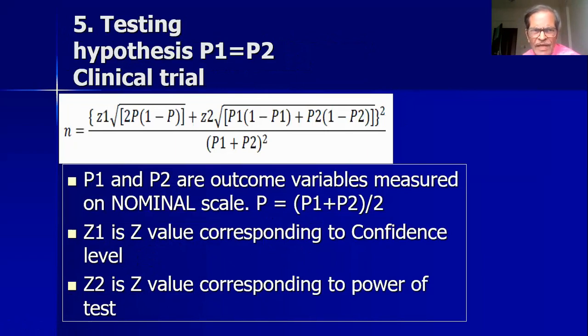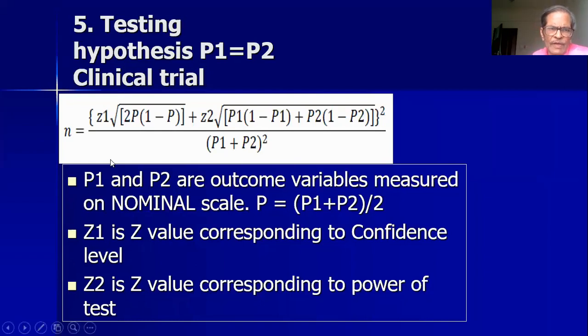So if it is a clinical trial and you want to test the hypothesis P1 is equal to P2, therefore the study design is comparing the cure rate, for example, or the mortality rate of the two drugs. So P1 is, say, the cure rate or mortality rate with the test drug, and P2 is the mortality rate or the cure rate with the standard or the control line of treatment.